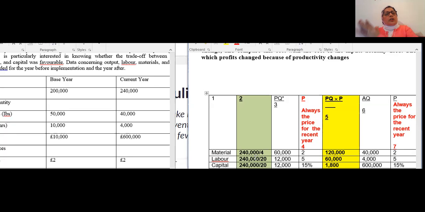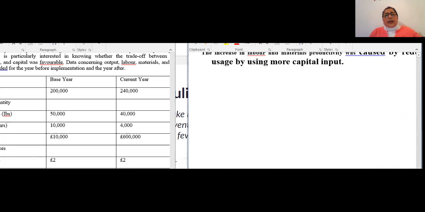We are focusing on the current year. Okay, everything will be on the current year. The only thing that we are taking some figures related to last year is column number 2. So material, labor, capital, we are going to link the output of this year, the current year, which is 240. I hope you understand that this is 240 for all of them, because the output is the same for all the material that we used. But we are going to divide that by the current.